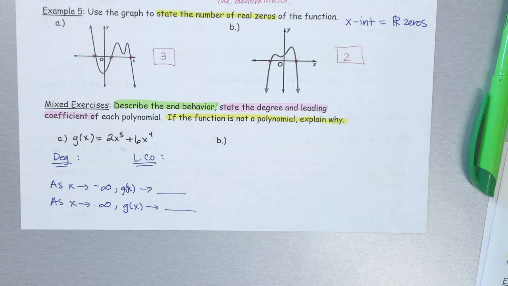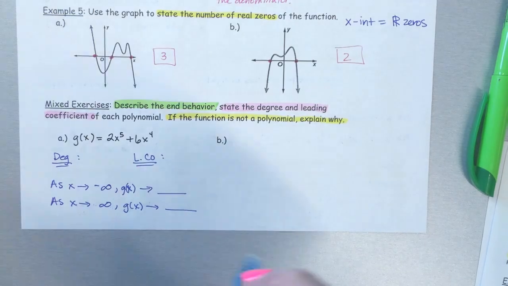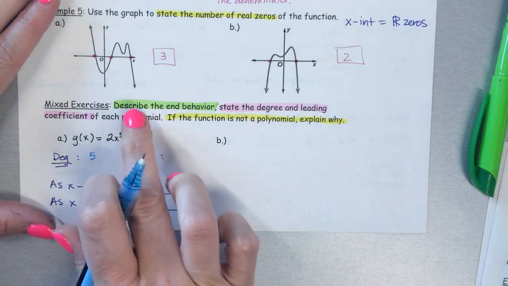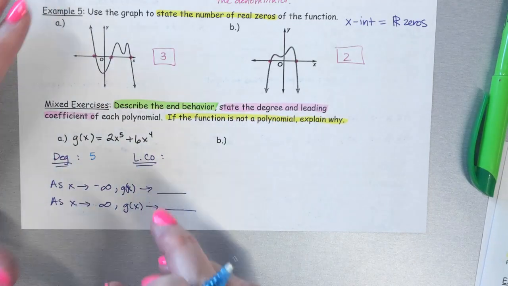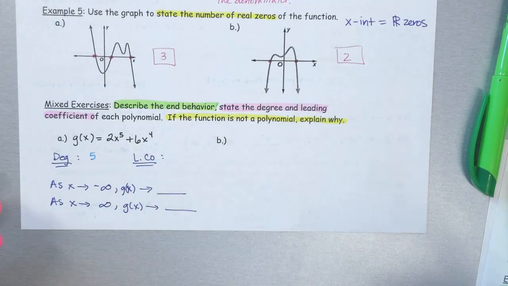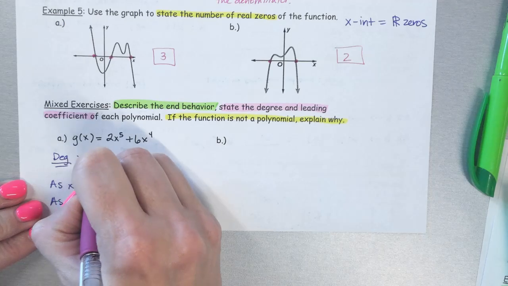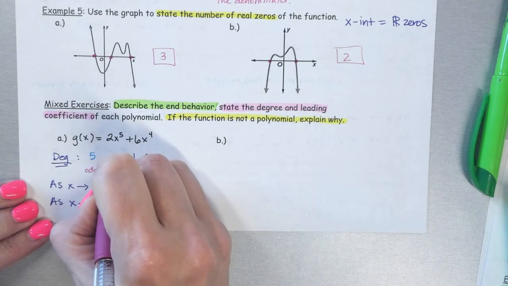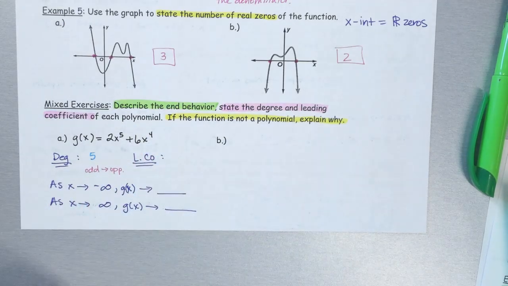All right, the rule for this one, Alyssa, what did you get for the degree? Yep. Okay, so if it's a 5, and it does say to state the degree, so it's 5. I also want you to just make a notation that it's odd. So what does odd mean? They're going to be going in, yes, opposite directions.